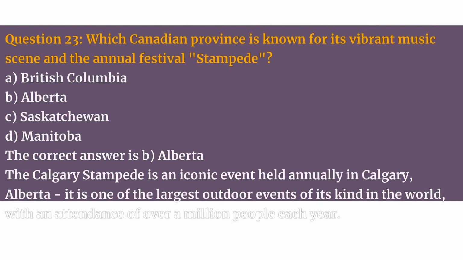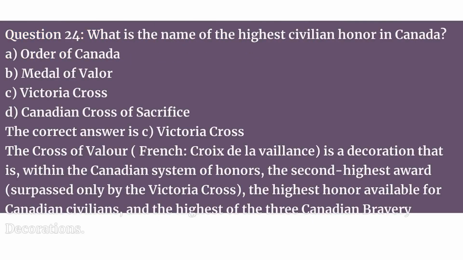Question 23. Which Canadian province is known for its vibrant music scene and the annual festival Stampede? A. British Columbia, B. Alberta, C. Saskatchewan, D. Manitoba. The correct answer is B. Alberta. The Calgary Stampede is an iconic event held annually in Calgary, Alberta. It is one of the largest outdoor events of its kind in the world, with an attendance of over 1 million people each year.